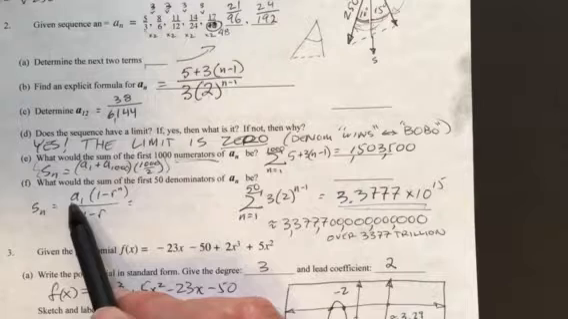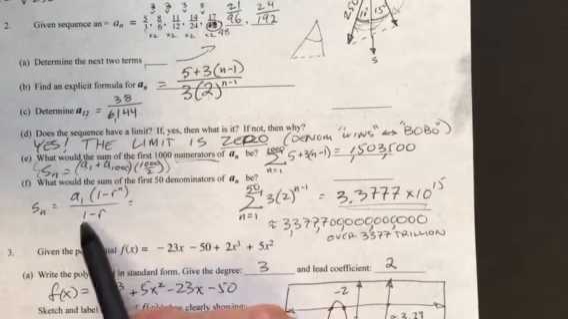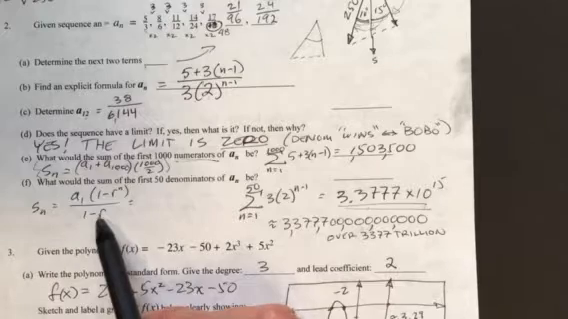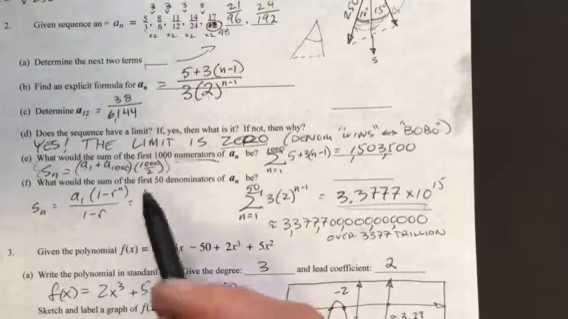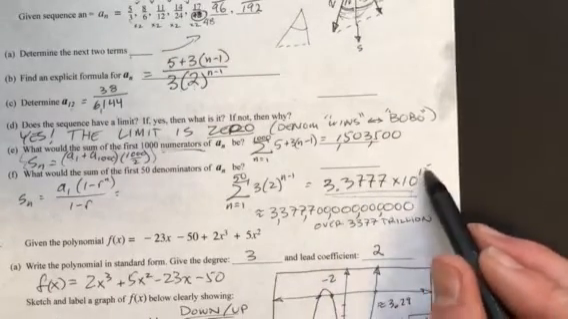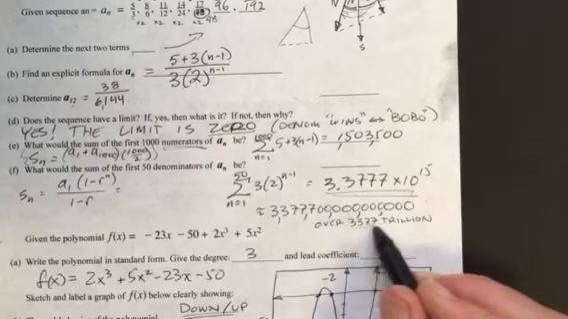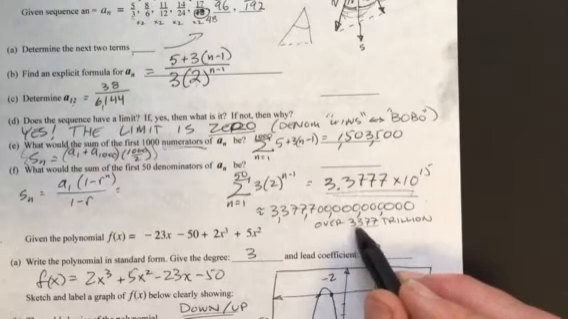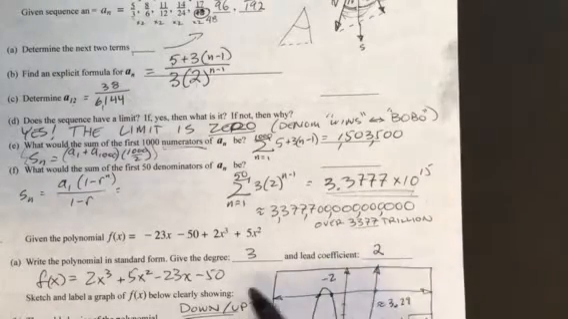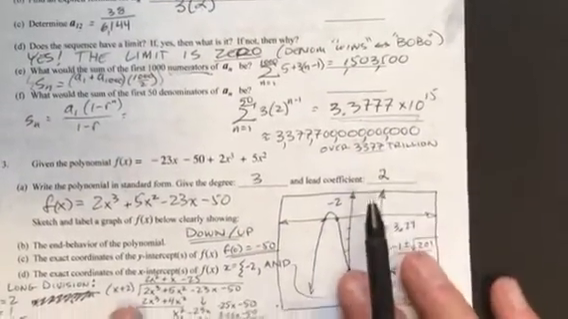It's going to be the first term 3, 1 minus r to the 50th, all over 1 minus r, in which case r is 2. You get a huge number, 3.3777 times 10 to the 15th. If you move all those zeros over, it's roughly 3,000 trillion, or a little bit more. Scientific notation is great on that one.